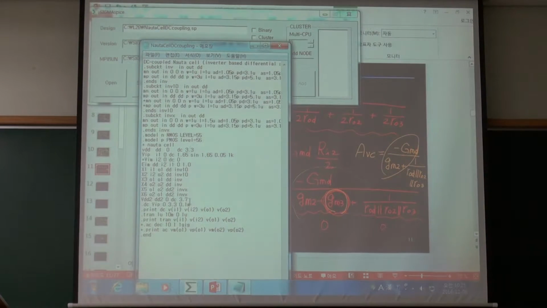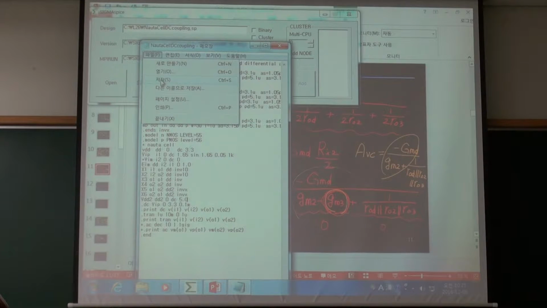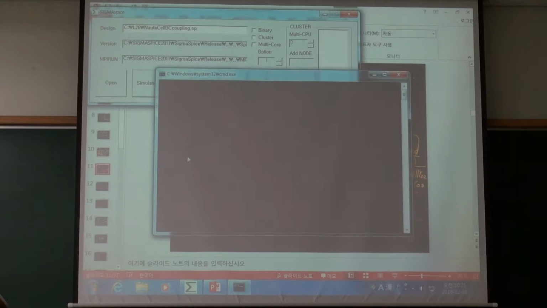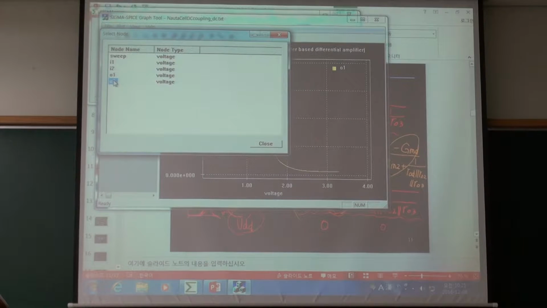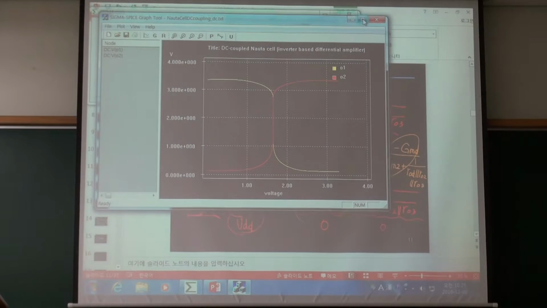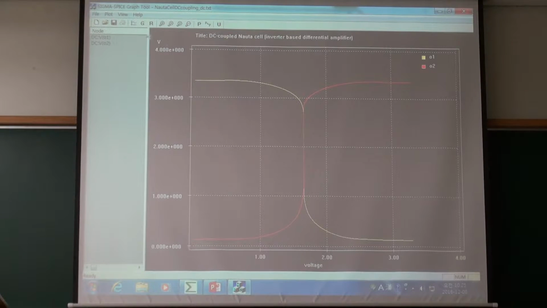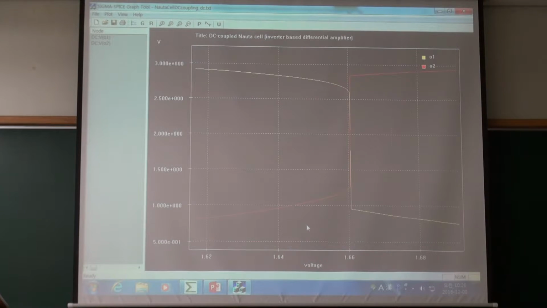So we just change this supply voltage to 5 volt. Wow, that's a lot. Then my GM3 will increase a lot, right? Simulate. Okay, how does my DC look like? O1, O2. Can you see something similar to hysteresis? It's not exactly hysteresis. Oh, looks like some hysteresis. We are not sure, but let's see.